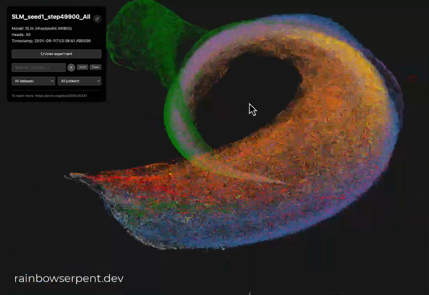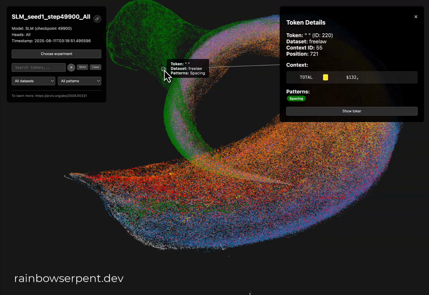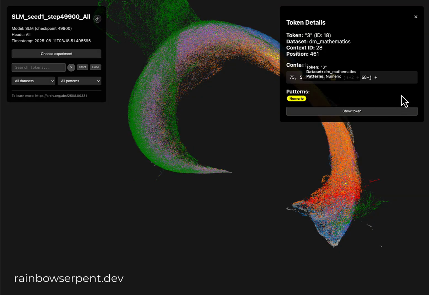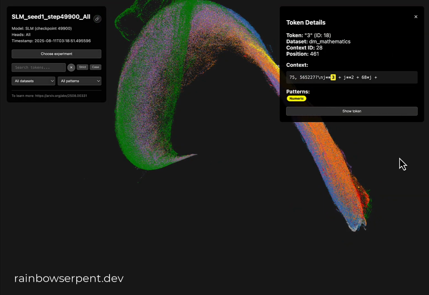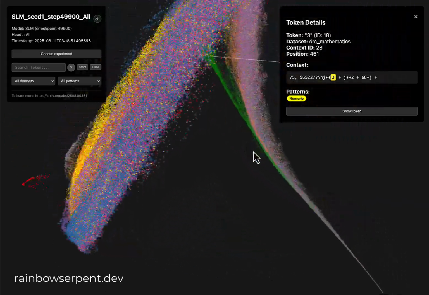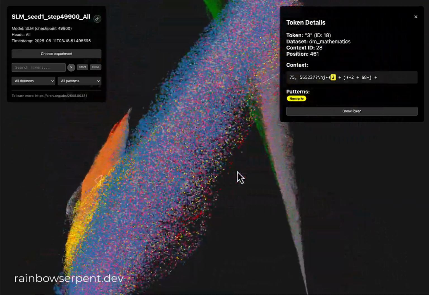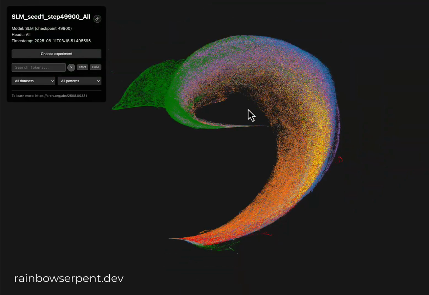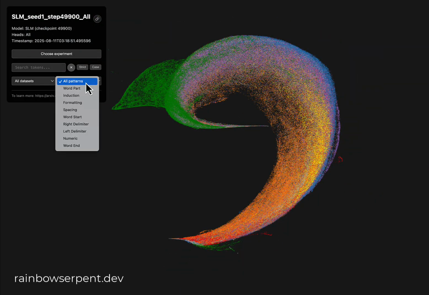So here's some examples. Here are space tokens. Over here are some numbers. And just ordinary words. So for example, up here we'll find a bunch of the tokens. The Rainbow Serpent is a rainbow because different tokens are colored by their pattern. So you can see the list of patterns here: word part, induction, formatting, and so on.